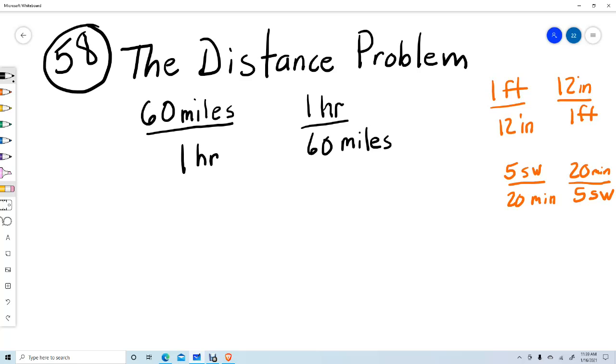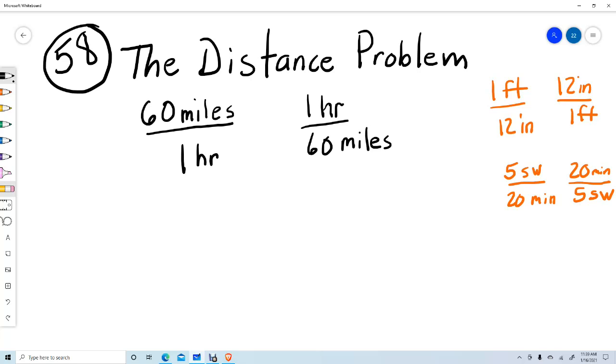So distance problems involve ratios. We've been studying ratios or rates. We know that for any one particular ratio, there's a second one, which is the reciprocal. So distance problems involve rates of speed.